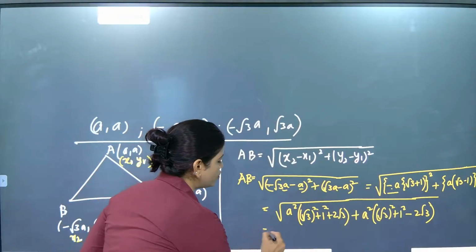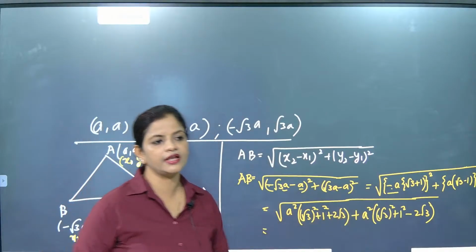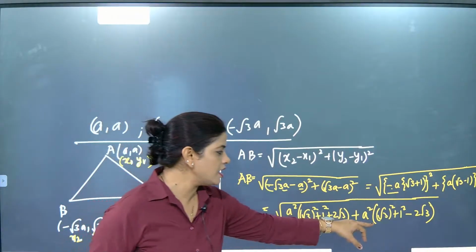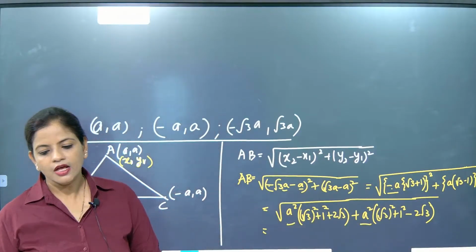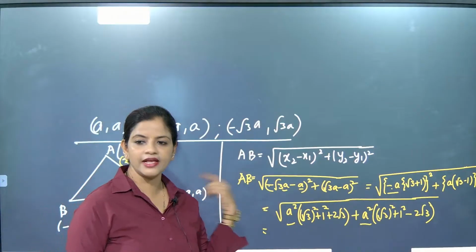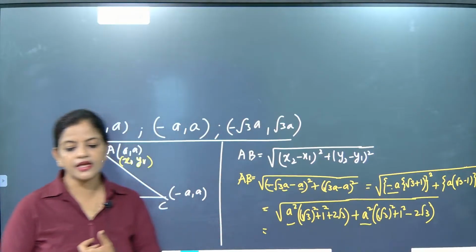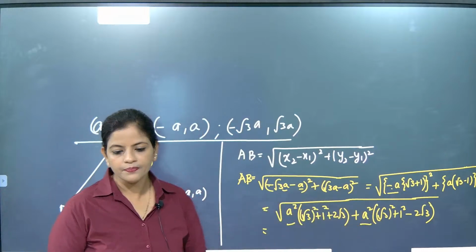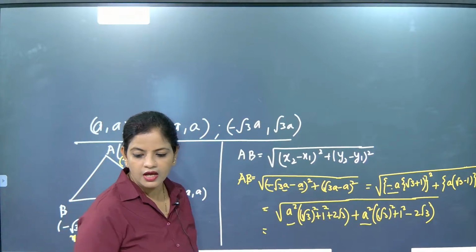So what are we going to do, beta? Here a square and a square there. Can we take out a square outside? Because here also a square, here also a square. So beta, from this part a square and this part a square, can we take out a square outside? The moment we take out a square outside, this section will be left. Done now? So we are going to do it like that only. Very good, beta.